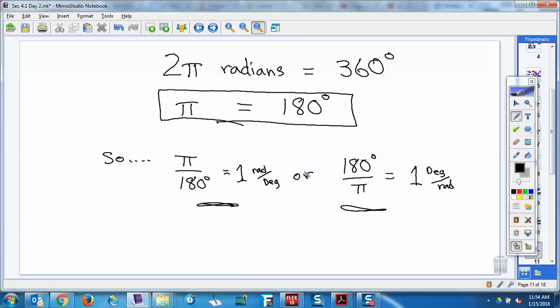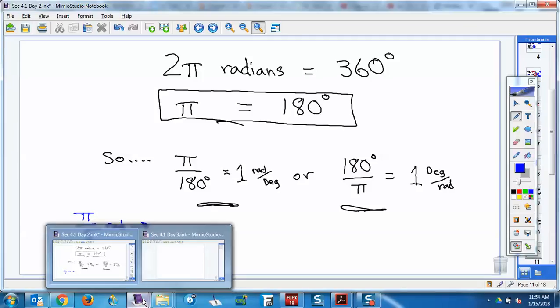Okay? And so we're going to use that to do a couple. So since we just have a minute or two before the bell, let me just give you one real quick. If I ask you for pi fifths, that's radians, what is that equivalent to? Think about it over lunch.